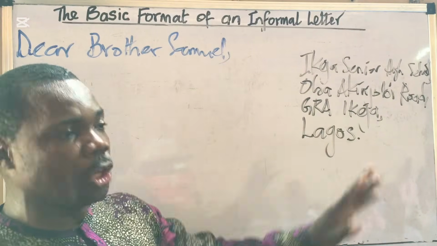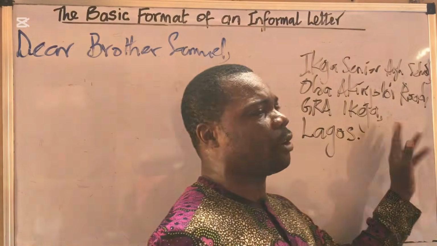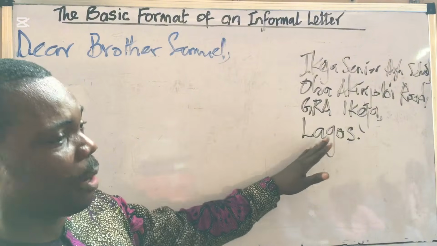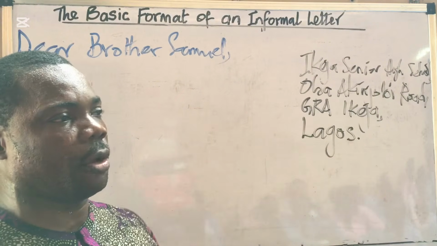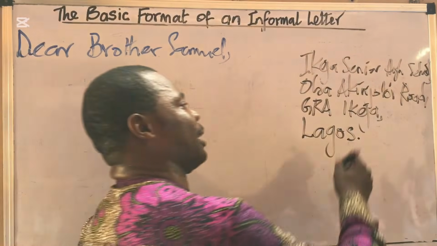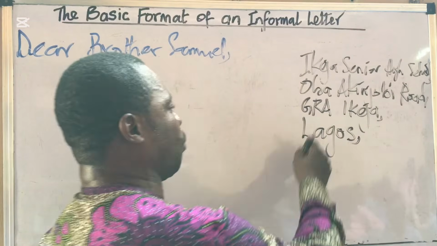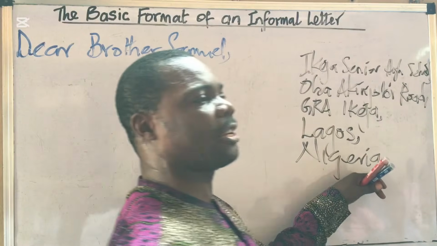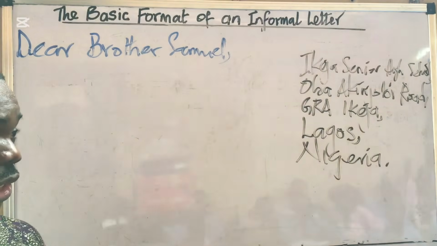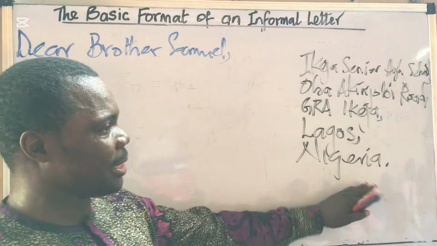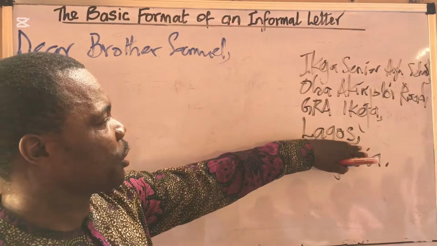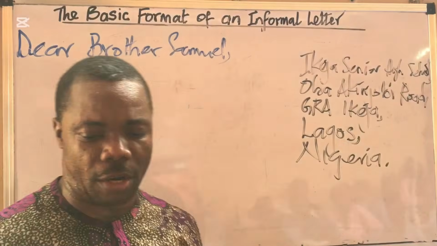So you know the one we wrote before, we stopped at Ikeja because the letter probably was going within Lagos. But if the letter is going out of Lagos, then you must show what? Lagos. If the letter is going to another country, then after Lagos, you say what? Nigeria. So this is the highest point that your address can ever reach. Okay? So this is a letter that's going out of the country. When you stop at Lagos, it's going out of the states. Please don't forget that.